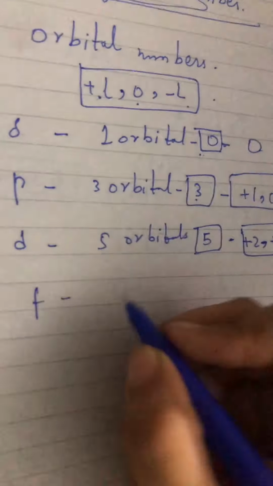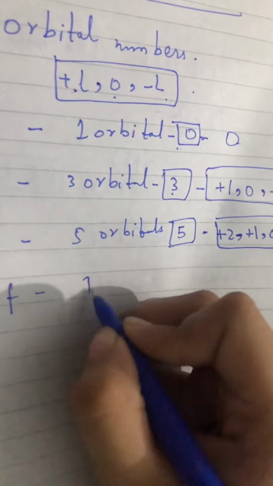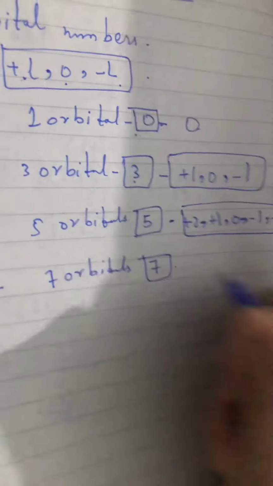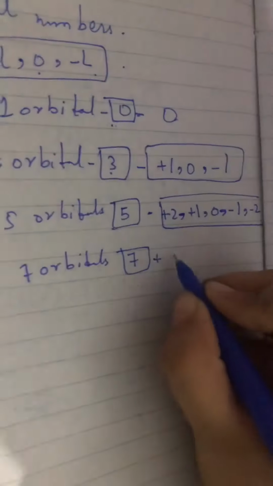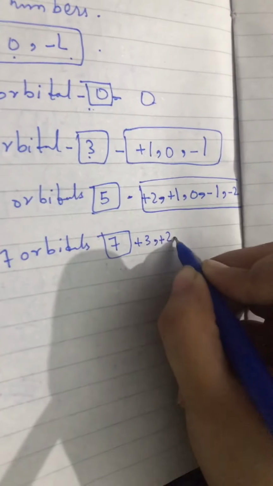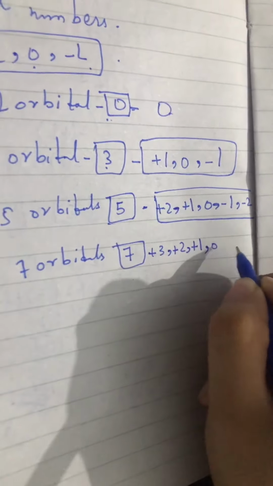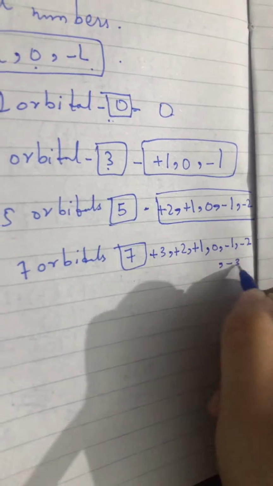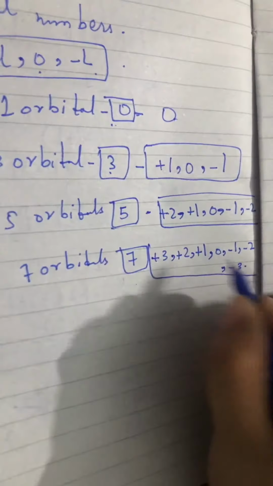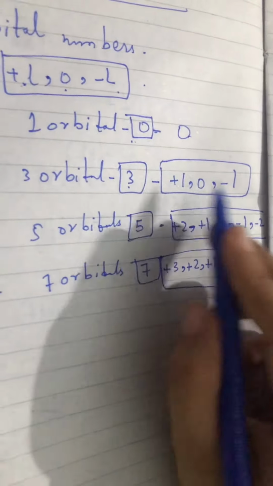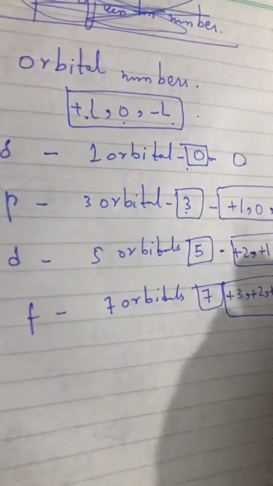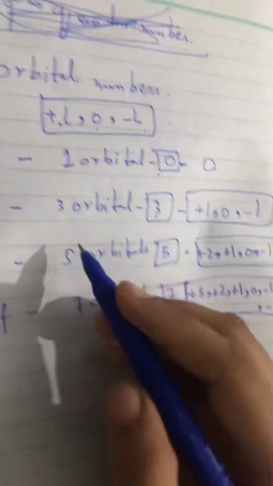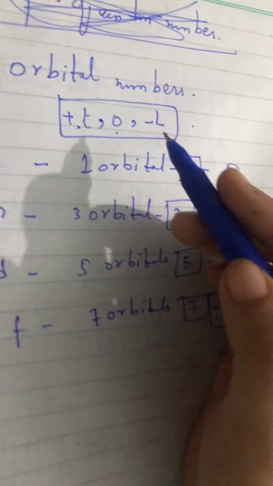Here you can see F having 7 orbitals, 7 orientations. So how will I write 7 orientations? That will be plus 3, plus 2, plus 1, 0, minus 1, minus 2 and minus 3. These are 7 orientations. So this is the way to write the orbital numbers by the orientations. So these were the orbital numbers, and this is the formula of orbital numbers.